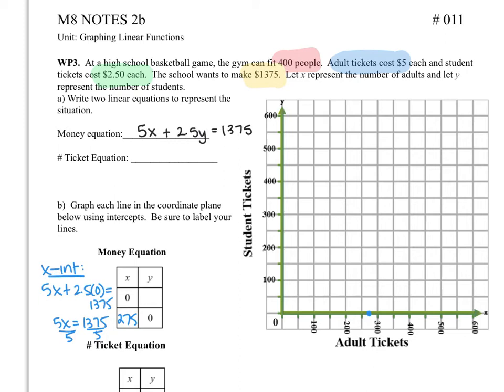Now I'm going to do the same thing but for my y-intercept, and so to do that I will change x to 0, which will give me this mini equation of 2.5y equals 1375. Divide both sides by 2.5, definitely going to use a calculator for that one, and I get 550. My y-intercept is 550, which is here. When I graph that, I also want to remember to use my ruler.